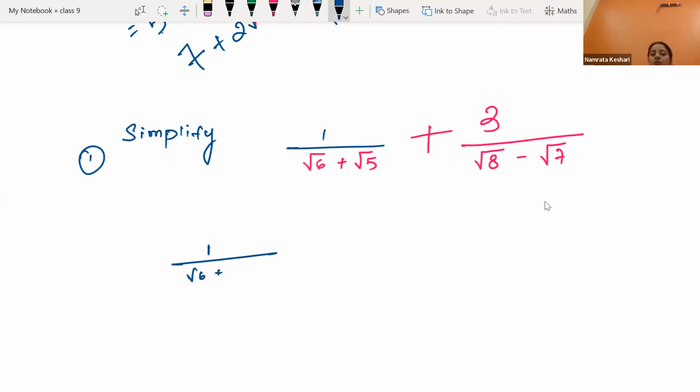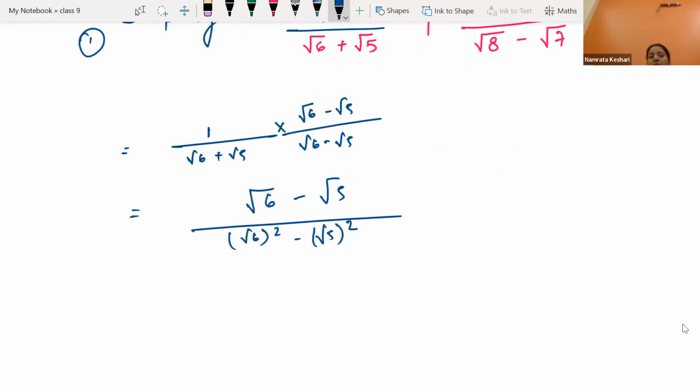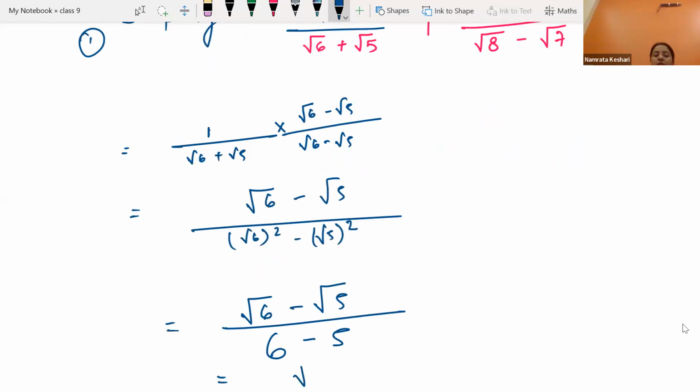Let's do it. Okay, so let's do the rationalization of the first term, that is 1 by root 6 plus root 5. We need to do the multiplication with root 6 minus root 5, right? Yes, ma'am. We will be getting just root 6 square minus root 5 square. In the numerator, we'll be getting root 6 minus root 5. Any doubt? No, ma'am. Okay, the denominator is only 6 minus 5. That means we will be having root 6 minus root 5 by 1, right?